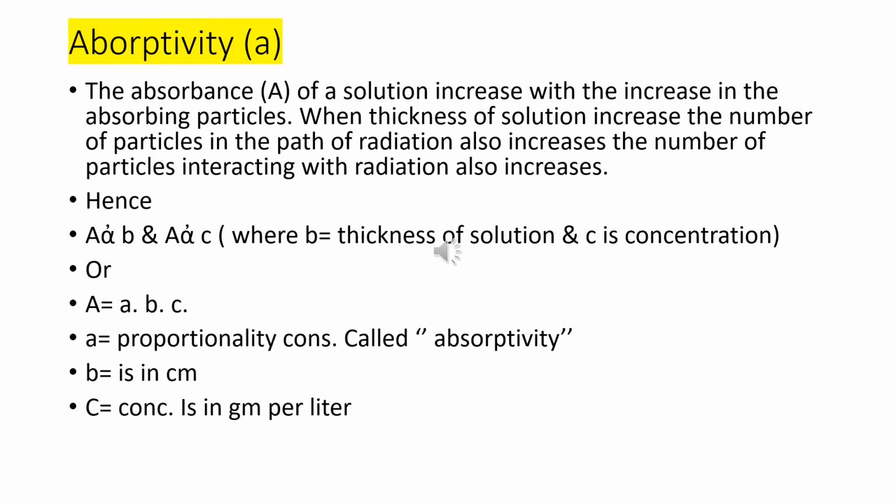Hence, A is directly proportional to small b and capital A is directly proportional to c, where small b is equal to the thickness of solution and small c is the concentration, or capital A is equal to a into b into c. Here a is the proportionality constant called absorptivity, small b is in centimeter and small c is the concentration in gram per liter.